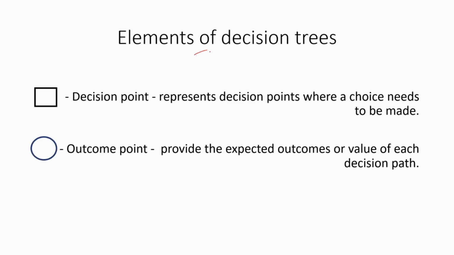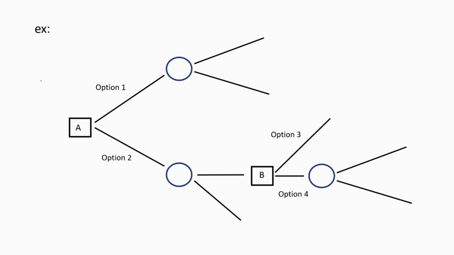There are two elements of a decision tree. You need to know about these two elements. A square represents a decision point in a decision tree. A circle represents an outcome point. How many decision points are there in this decision tree? There are two decision points, A and B, because these are squares. Then how many outcome points are there in this decision tree? There are three outcome points, 1, 2 and 3. Circles represent outcome points, squares represent decision points.